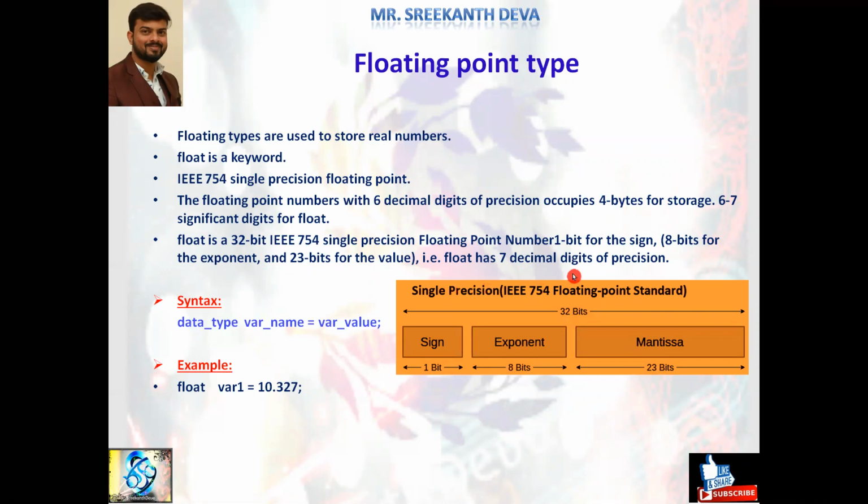Float has 7 decimal digits of precision. So this is the representation of single precision under the IEEE 754 floating point standard: 1 bit for the sign bit, 8 bits for the exponent, 23 bits for the mantissa. So this is a 32-bit representation of the floating point data type. Syntax: data type, variable name equals variable value. Previously we discussed the integer data type, but here we are discussing the float data type. Name of the data type is float.